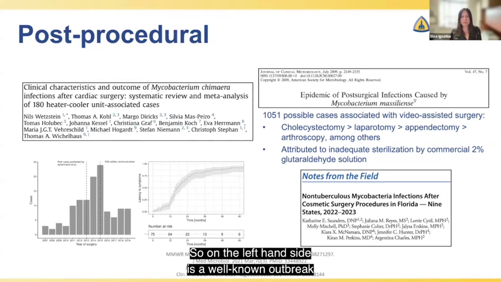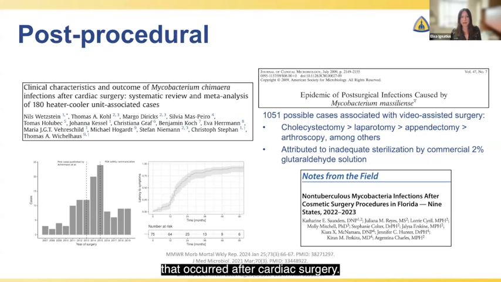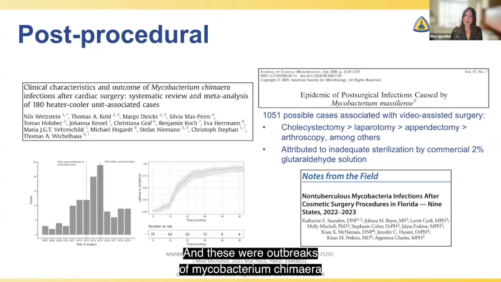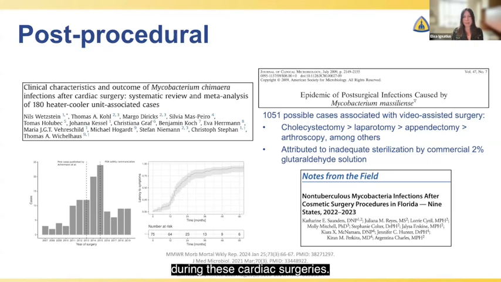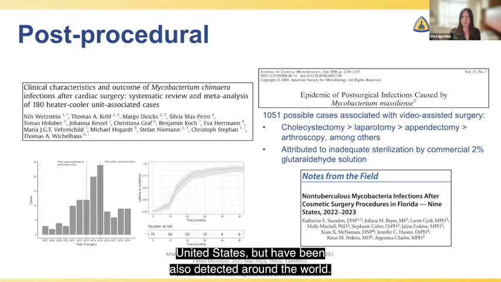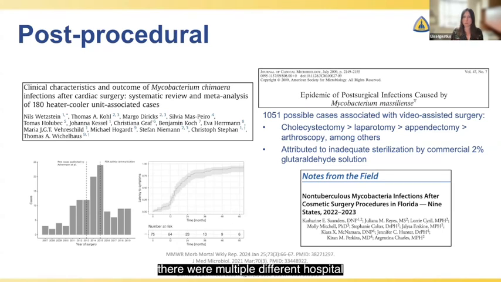So on the left-hand side is a well-known outbreak that occurred after cardiac surgery. These were outbreaks of Mycobacterium chimaera, and they were ultimately found to be associated with the heater-cooler units that were used during these cardiac surgeries. These patients are mostly described within the United States, but have also been detected around the world. There were some sites where it was particularly common, but there were multiple different hospital systems where this occurred.